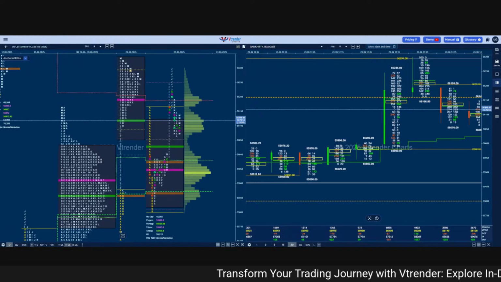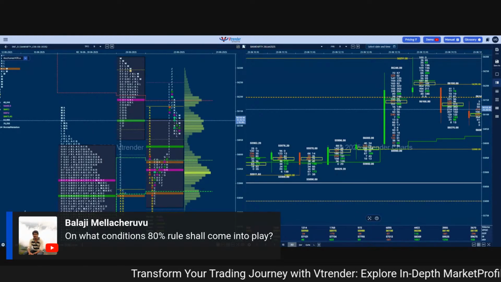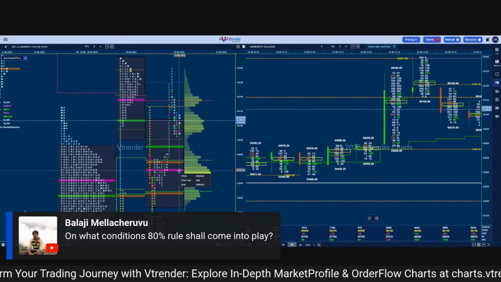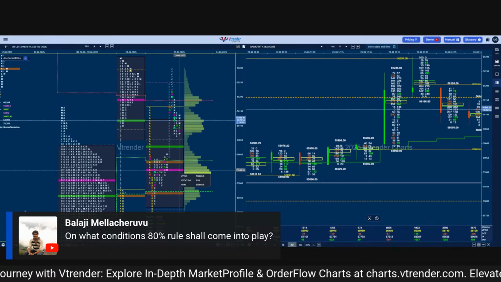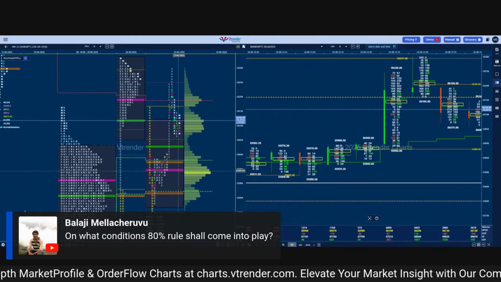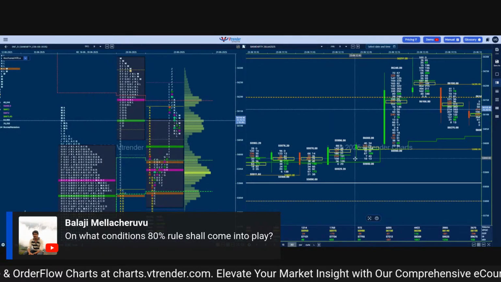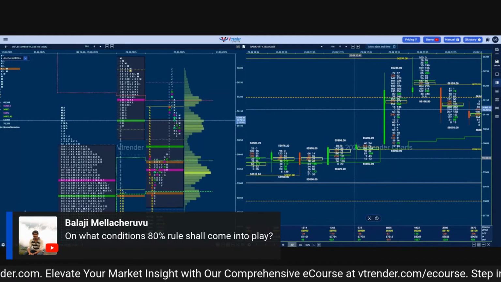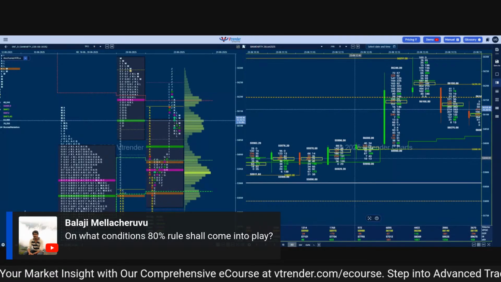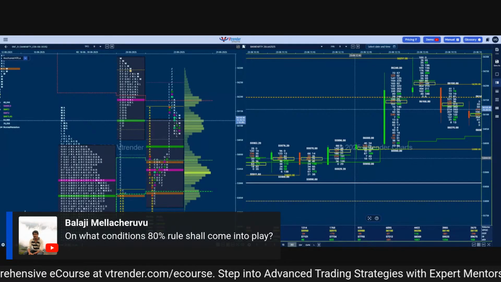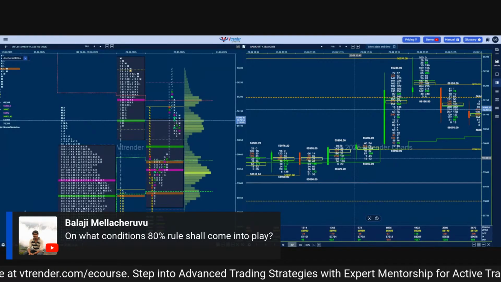So Balaji has a question about what conditions the 80% rule comes into play. The 80% rule in market profile: we trade value, we do not trade the price. So whenever you have a nice value which is formed, and the market has opened away from that value, whenever it re-enters that value area, there is an 80% chance that it will go on to complete the entire move through that value area.